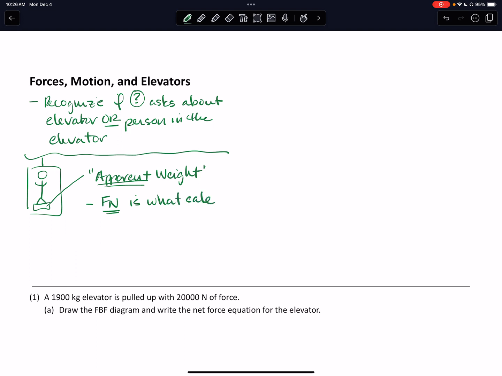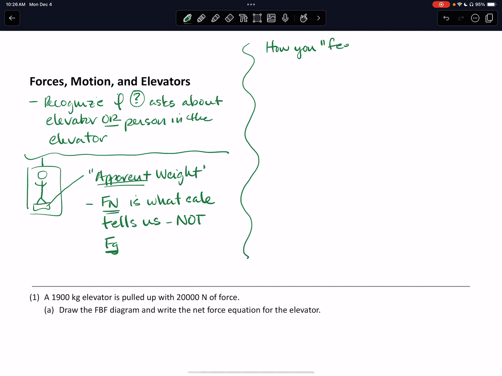So that's what the scale tells us, not F_G, which is why it's okay that it changes a little bit. So whenever you're standing on a scale in an elevator, when you go up and you go down, you may find that that value adjusts as you're moving up and down. So what are the options? Basically, the way I like to think about it is this apparent weight is kind of how you feel in that elevator. I mean, how do you feel in terms of your weight?